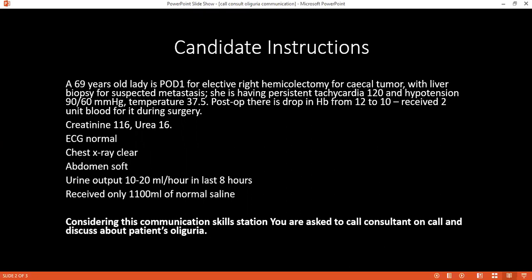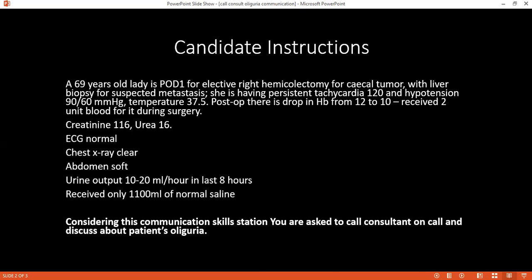Please summarize your case. Okay, we have a 69-year-old woman who is first day post elective right hemicolectomy for a caecal tumor. She also had an intraoperative biopsy done for suspected metastasis. She's having persistent tachycardia and hypotension, and also has paresthesia. The hemoglobin dropped from 12 to 10 post-operatively, though she received 2 units of blood intra-op. The urea and creatinine are marginally elevated.